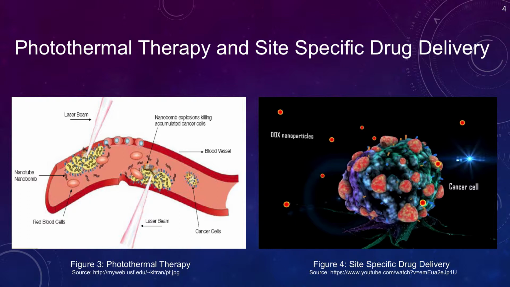In site-specific drug delivery, a nanoparticle carrying a drug will release that drug inside a cancer cell. So once the nanoparticle enters the cancer cell, certain chemical indicators inside the cell will bind to the surface of the nanoparticle, which then signals the nanoparticle to release the drug, which then destroys the cancer cell.